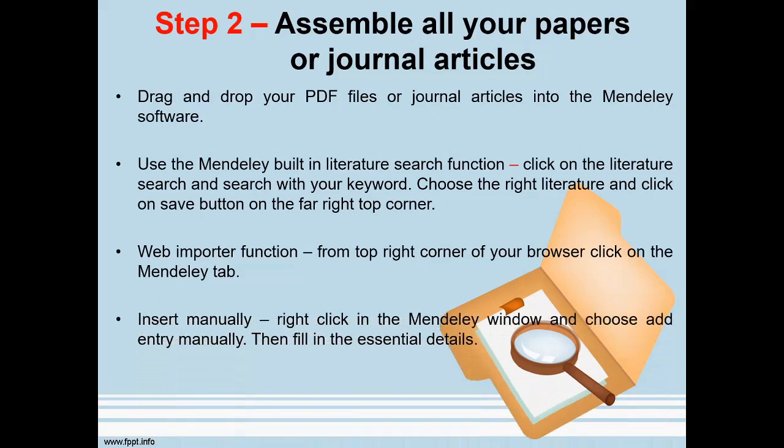The last but not the least is to insert the literature manually into the Mendeley software. That is, first you right click in the Mendeley window and then choose add entry manually, then you fill in all the essential details. So basically these are the four ways by which you can assemble literature or journal articles into the pool of Mendeley software to be used for your referencing or citation. Now let's have a practical look at how to go about step 2.